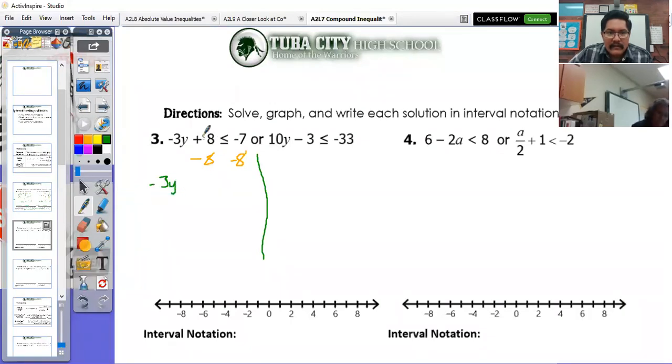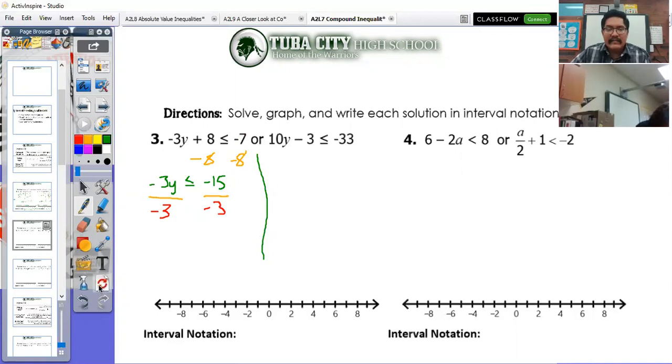-3y and 8y are going to cancel out, so I'm not going to get to my next step. -7 and -8 is -15. And now I have to, wait for it, divide by -3.